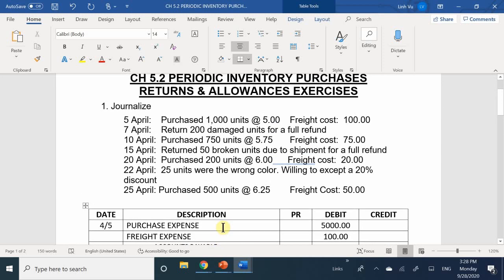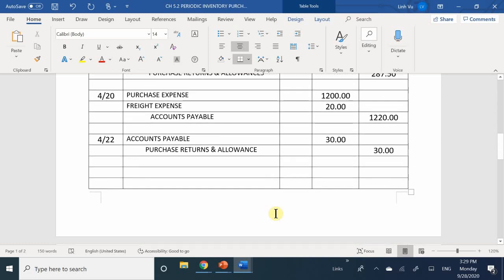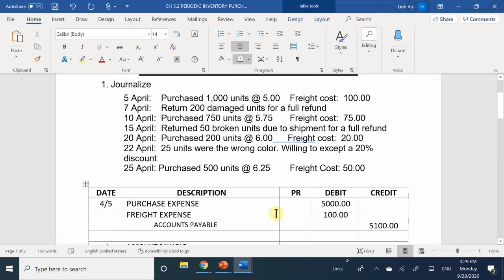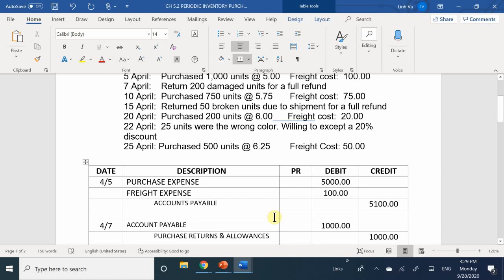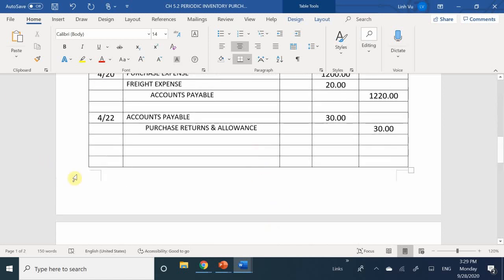So what happened on April 25th? Wait, did I put it for $30? Yes, I did. So what happened on April 25th? I'll just go ahead and do the rest since Michelle's already done this one before, probably. Okay, so April 25th, purchased 500 units at $6.25. That is the date, April 25th, purchase expense of $3,125. So you might need to make a little more lines down here.